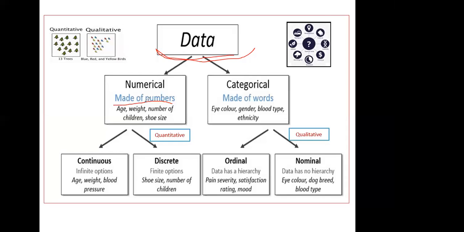Also, some of the data we can collect as words. For example, we ask the gender, male. Or blood type, maybe O positive, O negative. Very important: if you are handling data, first you need to identify whether it is numerical or categorical. Numerical means the data comes as numbers, and we divide it into two: continuous and discrete. I will explain more briefly later. If the data comes as words, we divide them as ordinal and nominal.